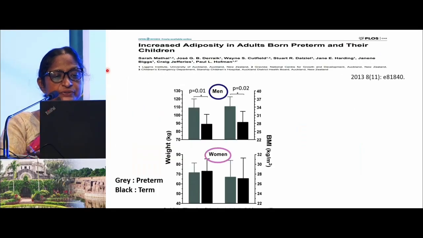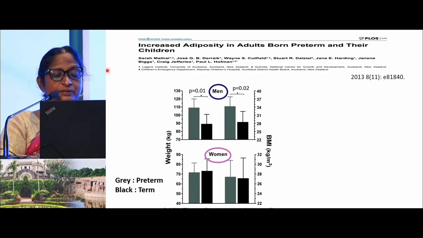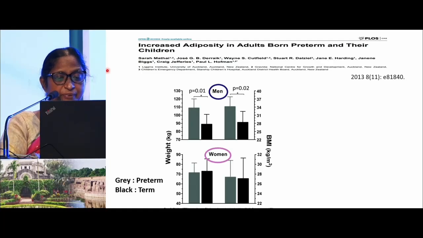The body composition data was intriguing. The gray represents the preterm group, the black represents the term group, and there was definitely a sexual dimorphism in these parameters. There was no difference in height in either the men or women as compared to the term-born group. We can see the weight on the left-hand side, the y-axis, and BMI on the right y-axis. As we see here, in the preterm-born women, there was no difference in either the weight or BMI compared to those born at term. Compared to the men, the preterm men were significantly heavier and had higher BMI.